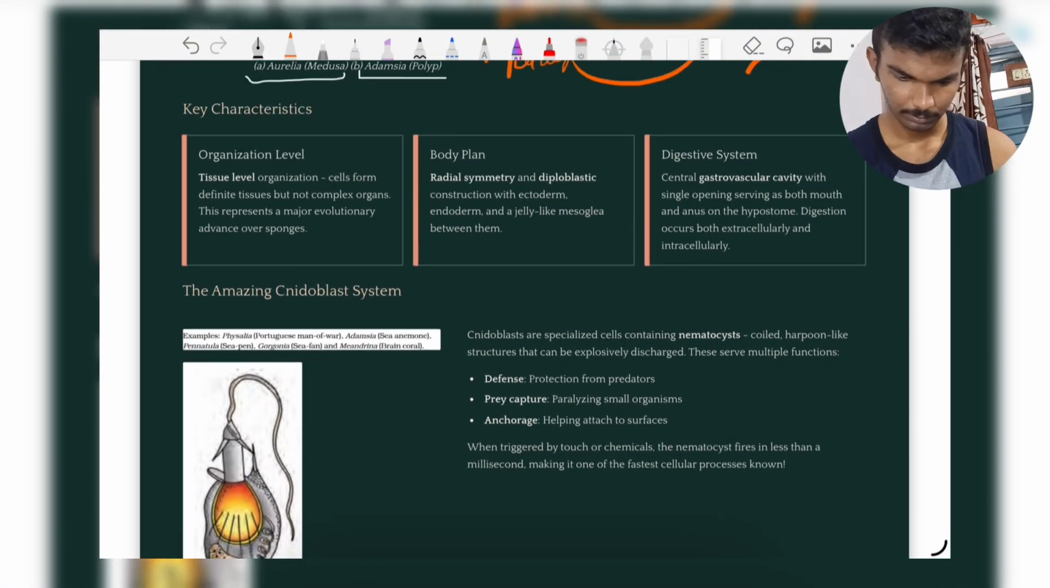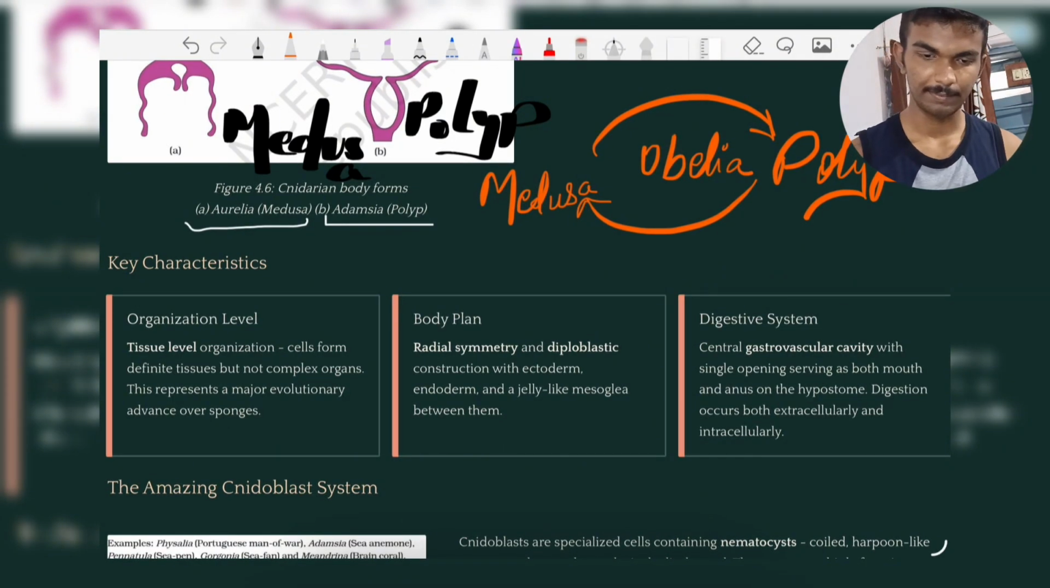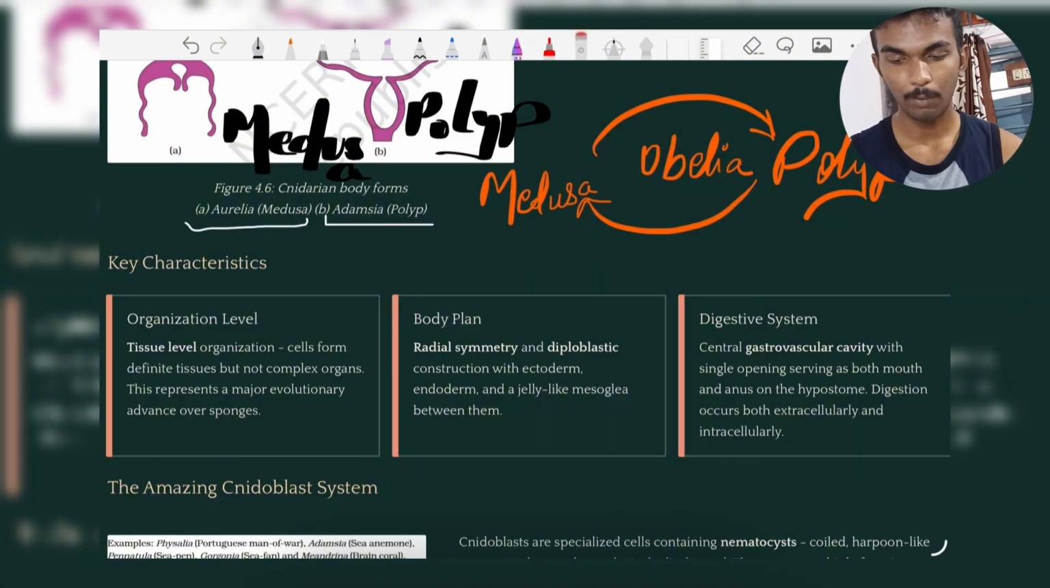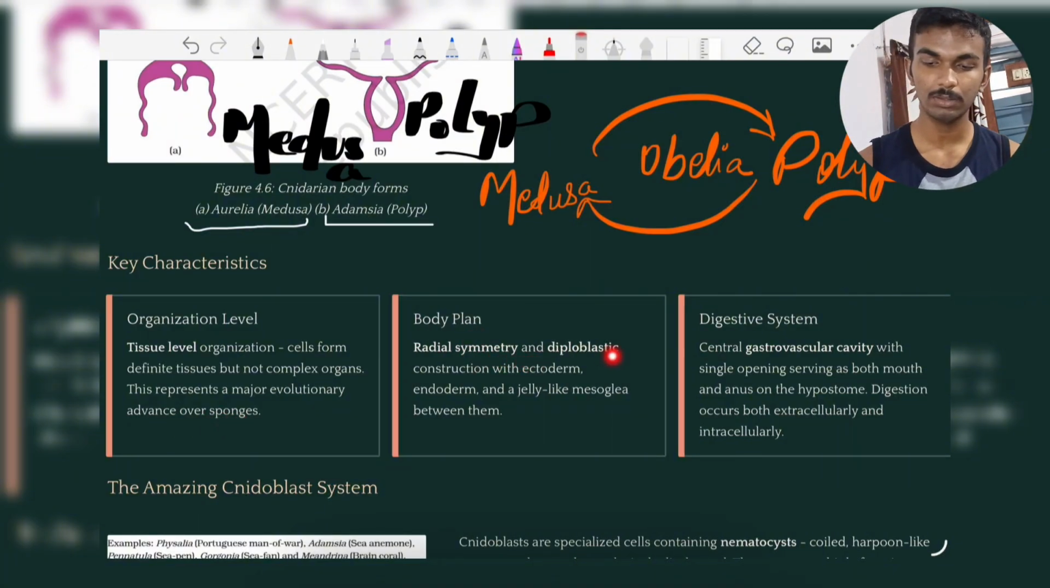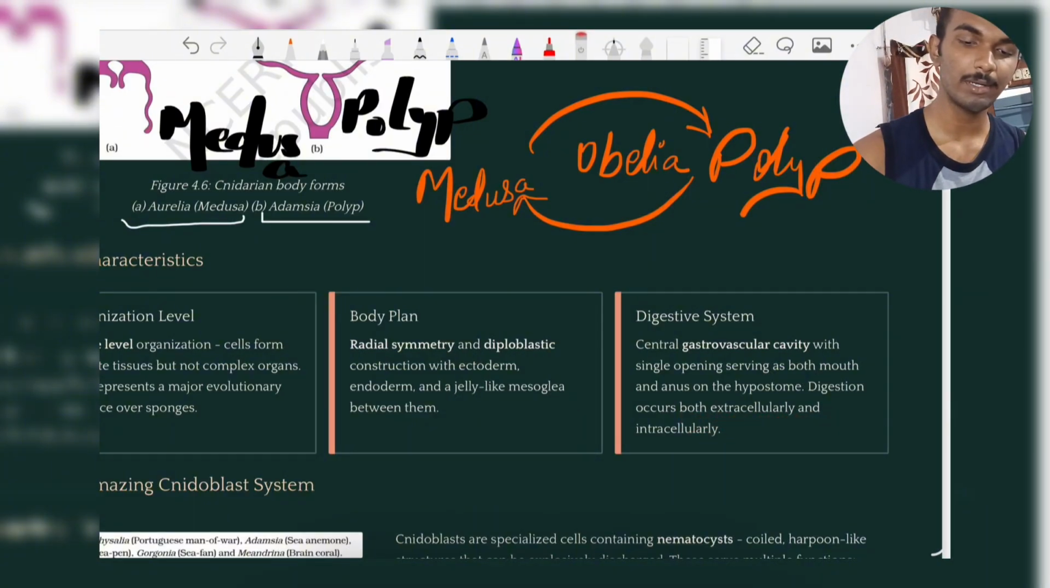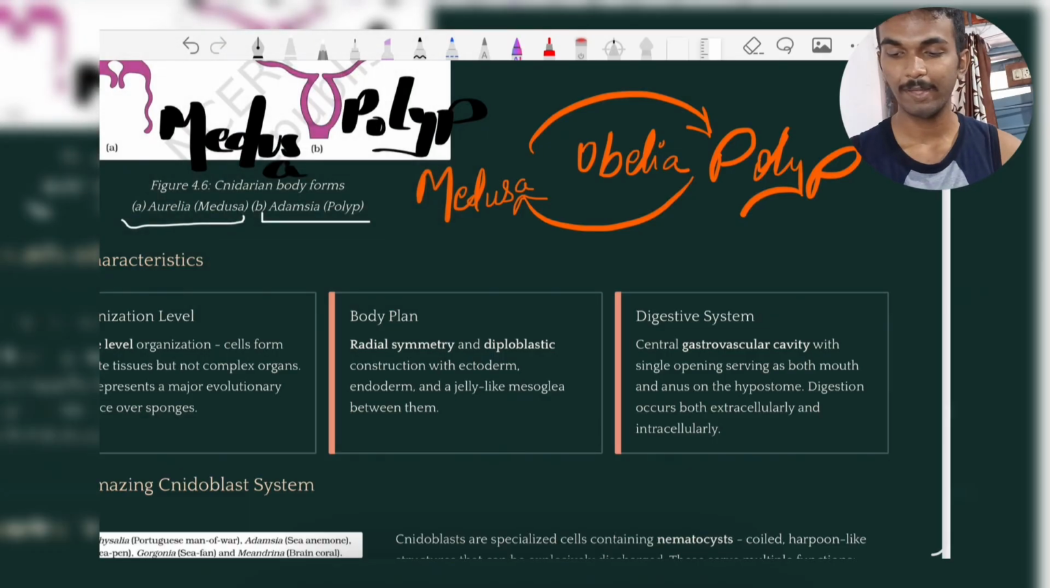Key characteristics. Organization level: tissue level organization. Cells form definite tissues but not complex organs. This represents a major evolutionary advance over sponges. Body plan: radial symmetry and diploblastic construction with ectoderm, endoderm and a jelly-like mesoglea between them. Digestive system: central gastrovascular cavity with a single opening on the hypostome serving as both mouth and anus. Digestion occurs both extracellularly and intracellularly. This is very important as it is asked in the NEET exam very frequently.